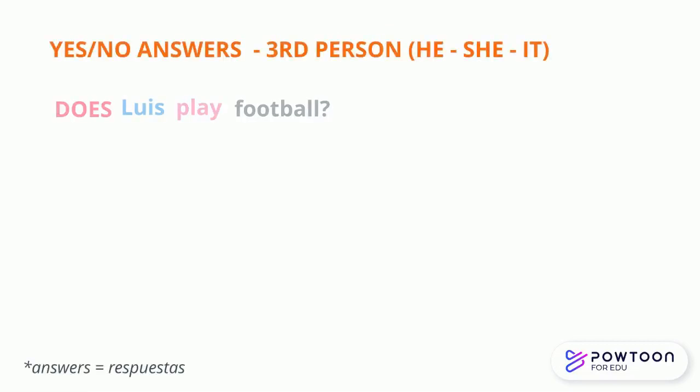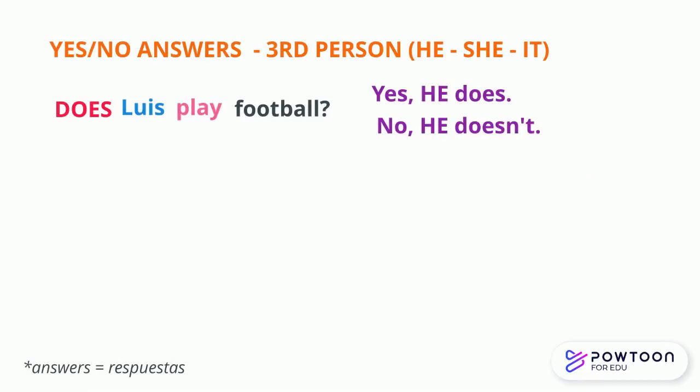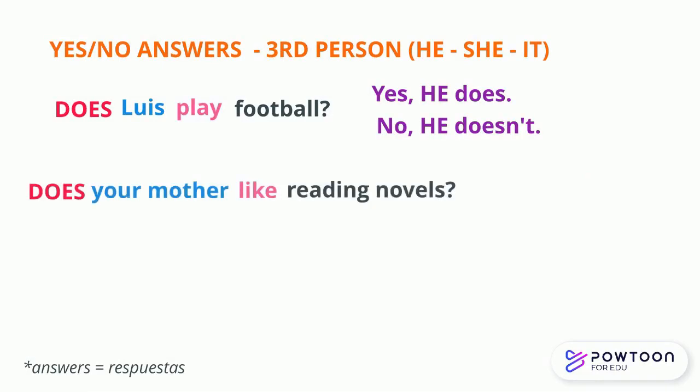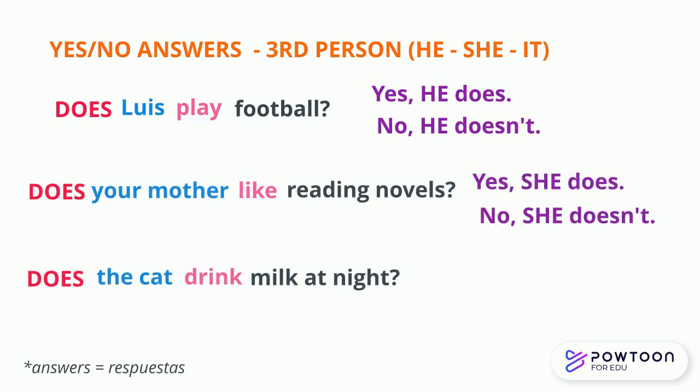Now for the answers. For example, does Luis play football? Two possibilities. Yes, he does, or no, he doesn't. Does your mother like reading novels? Yes, she does, or no, she doesn't. And does the cat drink milk at night? We are talking about an animal. So I say yes, it does, or no, it doesn't.